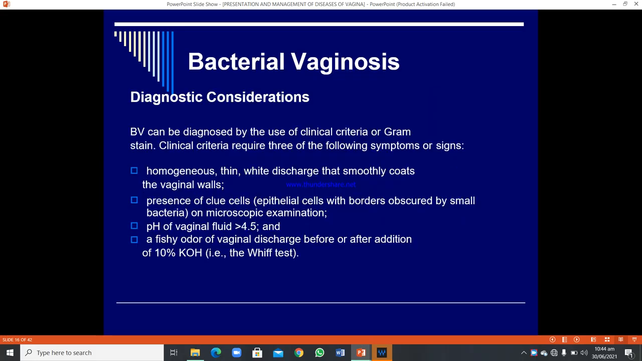Diagnostic considerations: bacterial vaginosis (BV) can be diagnosed by the use of clinical criteria or Gram stain. Clinical criteria require 3 of the following symptoms or signs. Number 1: homogeneous thin white discharge that smoothly coats the vaginal wall. Presence of clue cells, epithelial cells with borders obscured by small bacteria on microscopic examination. pH of vaginal fluid more than 4.5, and a fishy odor of vaginal discharge before or after addition of 10% potassium hydroxide, that is the whiff test.